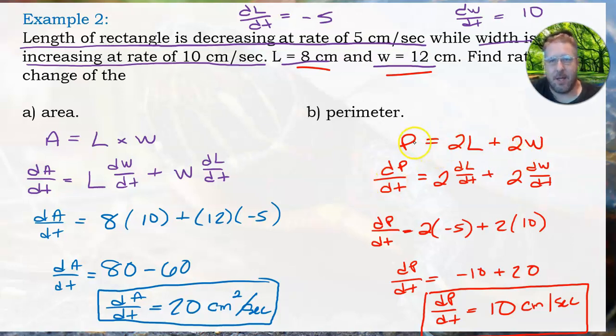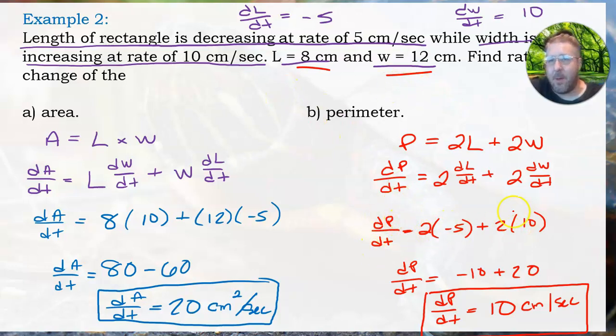We differentiate it. Derivative of P is dP/dt. Derivative of 2 times L would just be 2. Same with 2W, the derivative is just 2, but don't forget you've got to have those units. Derivative of L is dL/dt. Derivative of W is dW/dt. Now, they gave us, once again, a lot of this information, but not everything. They didn't give us the perimeter.